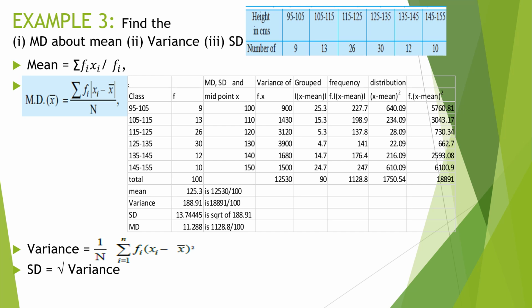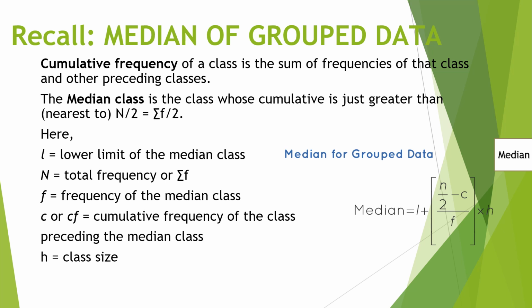I have purposely written the values so that you know how this variance is obtained. Standard deviation is just the square root of variance. So the square root of 188.91 is approximately 13.74. So the answer is: mean deviation about mean 11.28, standard deviation 13.74, variance 188.91. Next is how to find the median of grouped data.